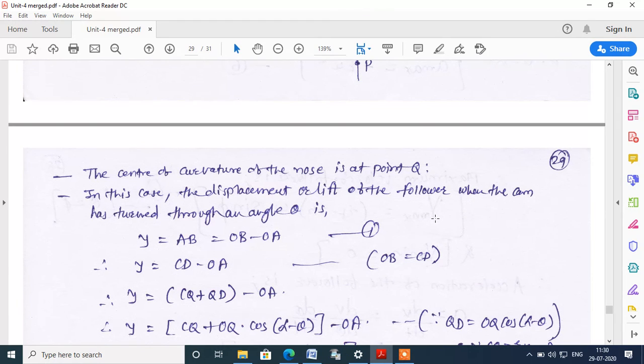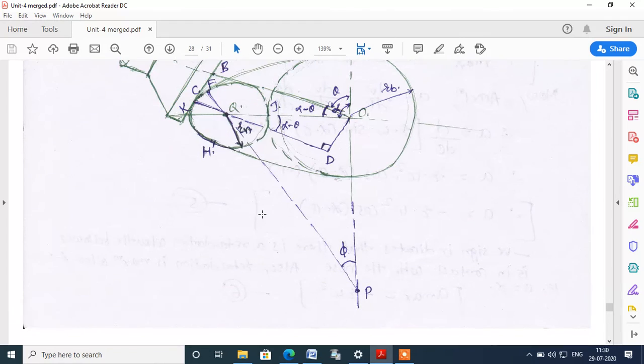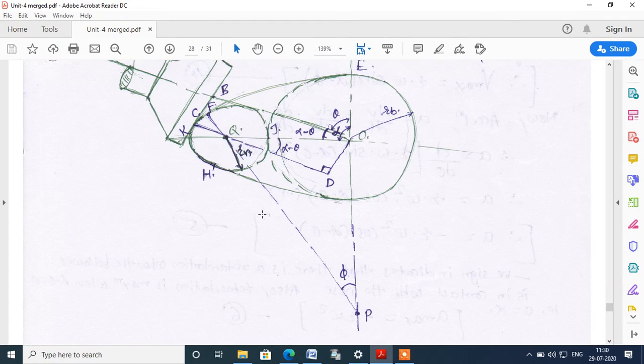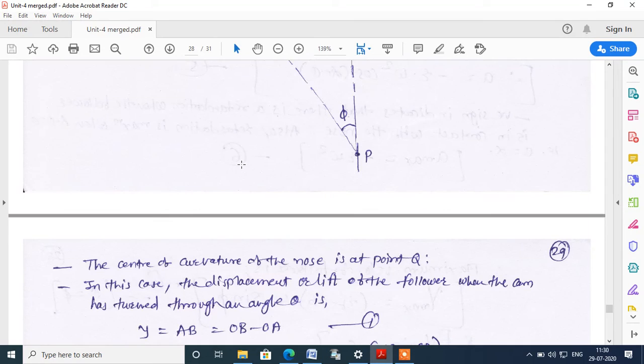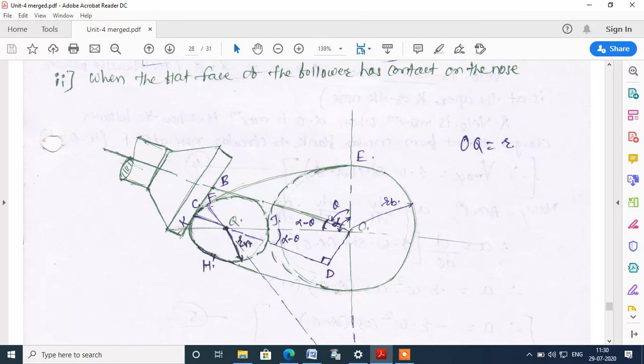Now in this case, the displacement of the follower when the cam has turned through an angle theta is y equal to AB. Here point A we have missed. Let us say this is A. So AB is nothing but OB minus OA. Please students, mark this point as A here. So this is AB.